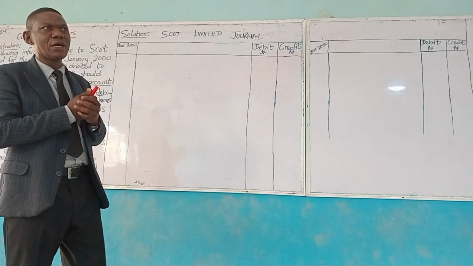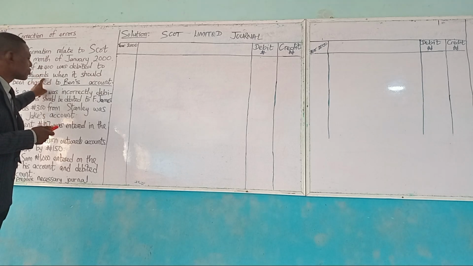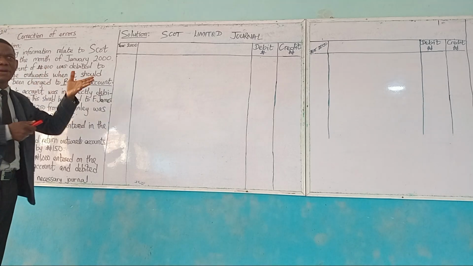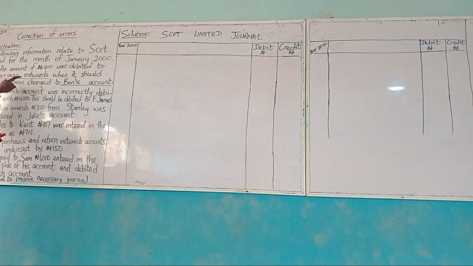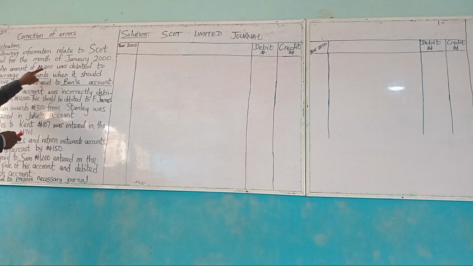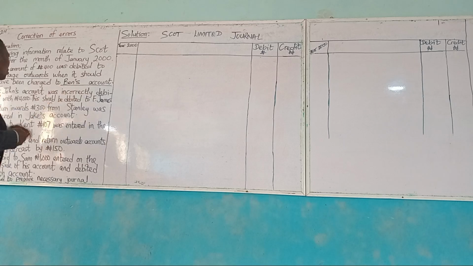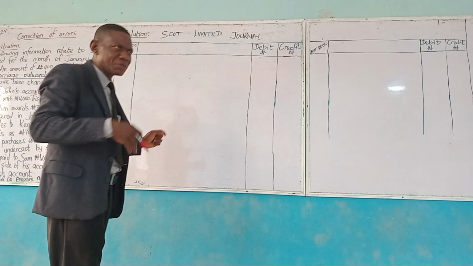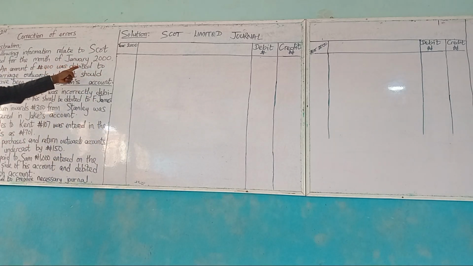You can still remember the rules of the trial balance. Carriage outwards is an account that's supposed to have a credit balance, because this account is always giving out. But it was debited with this figure, when it should have been charged to Ben's account. Which means the current item is supposed not to appear at all in this transaction, but mistakenly it was opened and 400 naira was debited to this account.